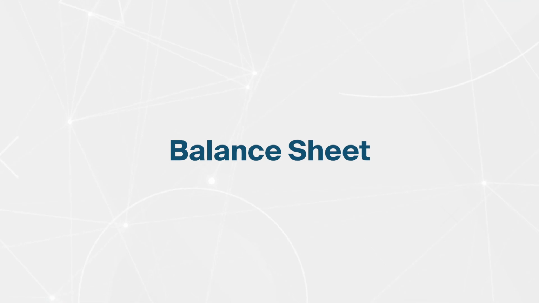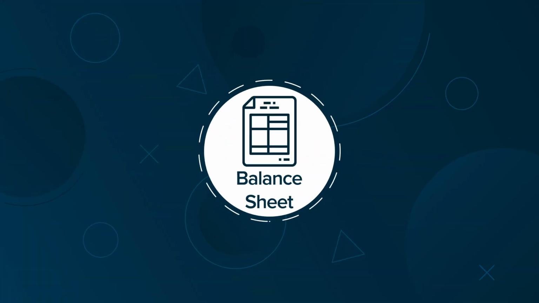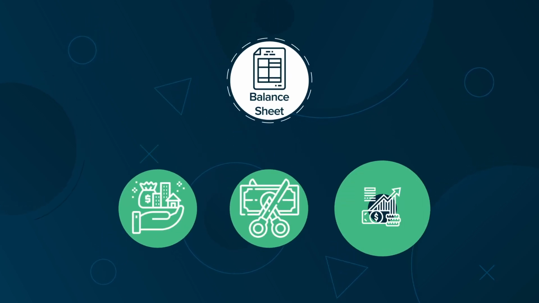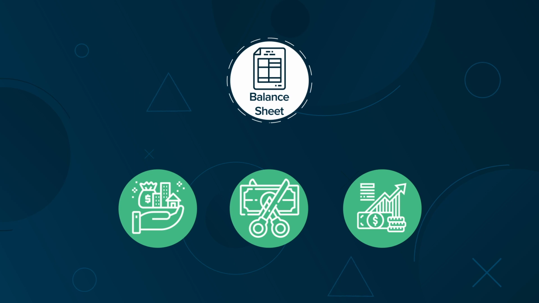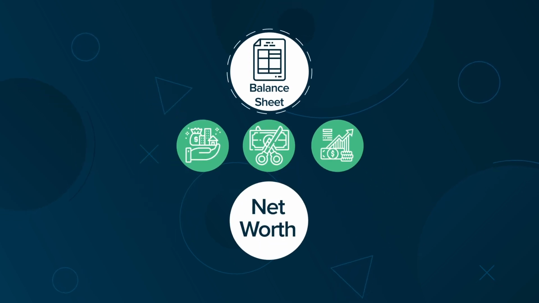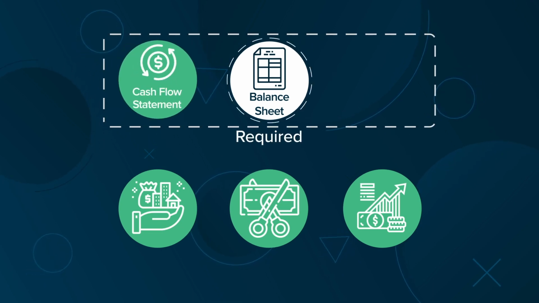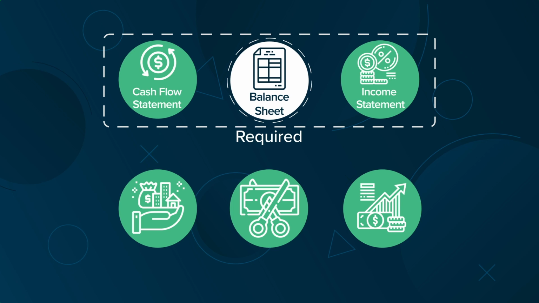In this lesson, we're going to cover the balance sheet. A balance sheet is a document that shows the relationship between a company's assets, liabilities, and shareholder equity at a particular point in time. It can be used to calculate a company's net worth and is one of the 3 financial statements all companies are required to keep, including the cash flow statement and income statement.